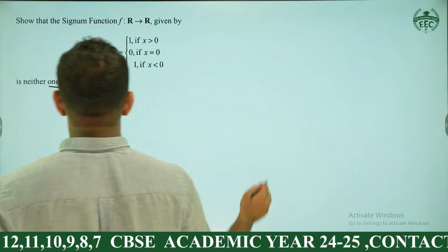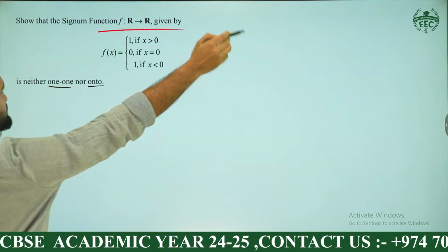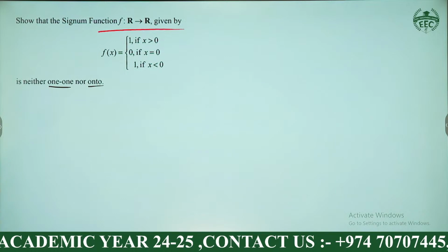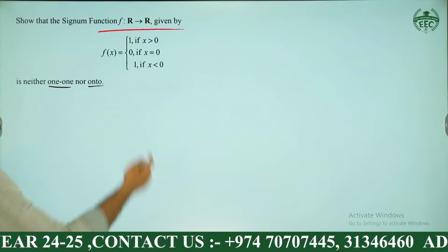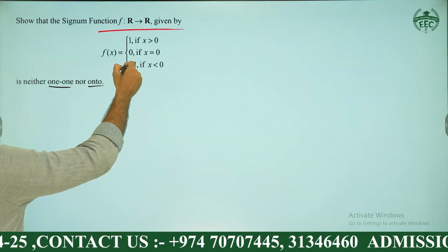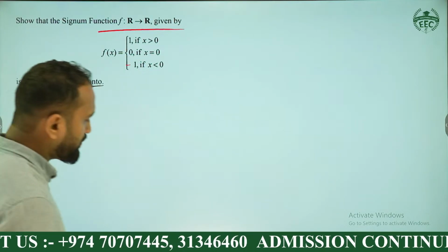Now, here in this question, tell me what they are saying. Show that the signum function defined by f of x is equal to 1 if x is greater than 0, f of x equal to minus 1 if x is less than 0, is neither 1, 1 nor onto.